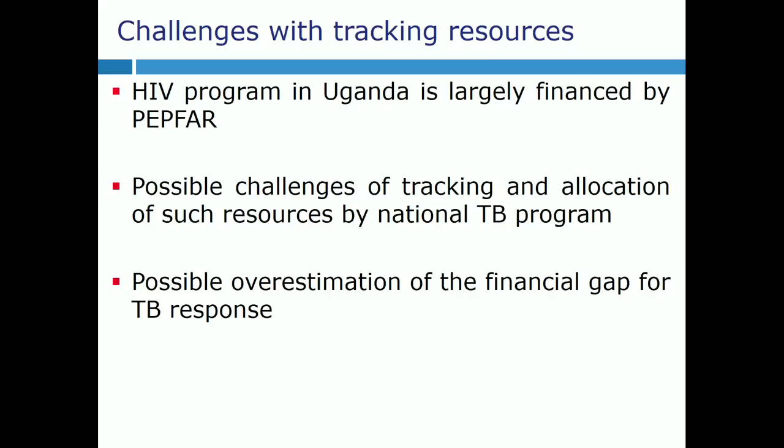And as you could see, there are possible challenges. From the excerpt that I have shown, of tracking the resources, when they are reported to the national program they will say, we have overfunded, this money is too much for the budget for TB/HIV. What did that extra money do? They are not able to determine that. So allocation of that money in the right areas within TB programming might be a challenge. So there could be a possible overestimation of the financial gap for the TB response.